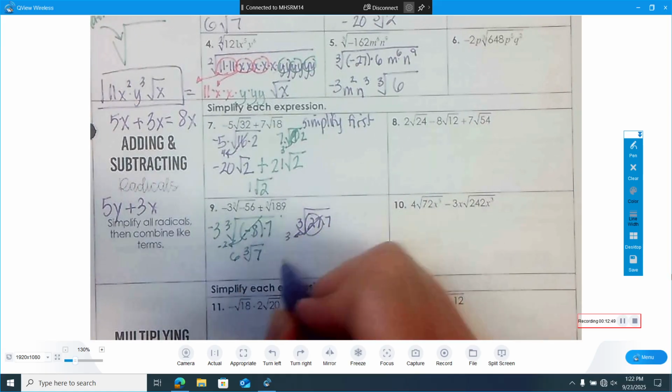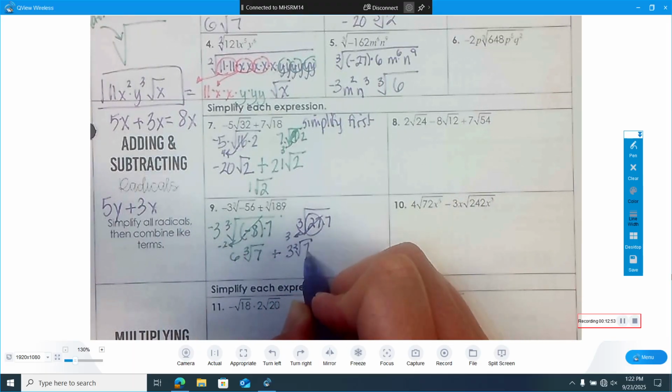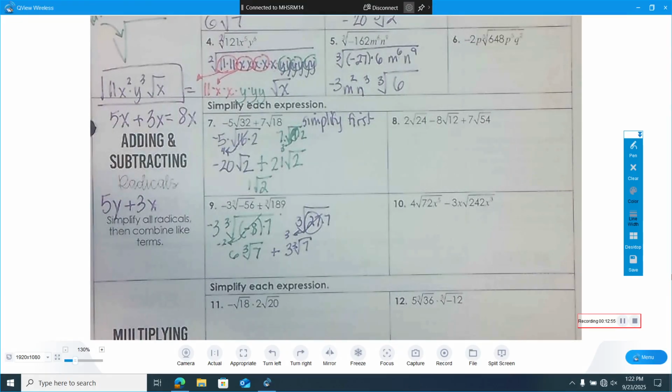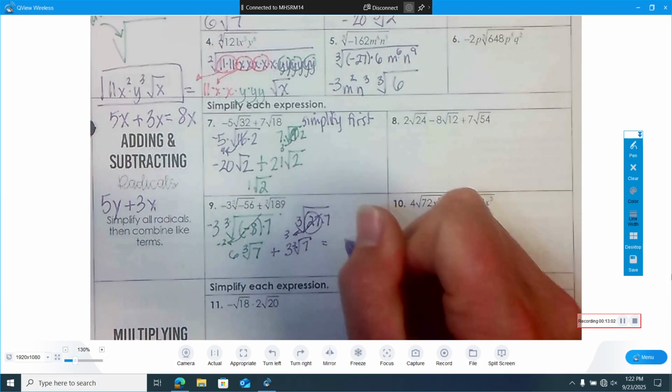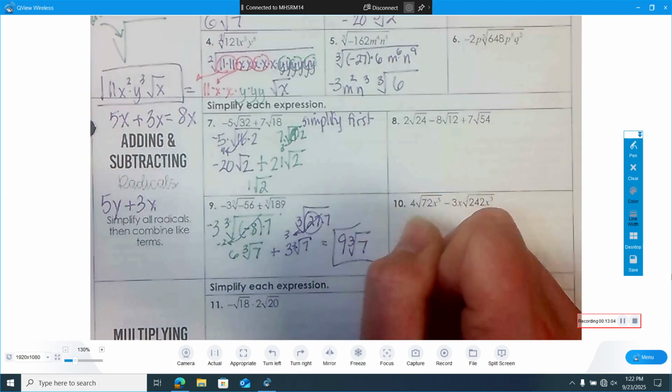And so we have the plus sign in between. 3 and the cube root of 7. 3 cube root of 7. So 6 cube roots of 7 plus 3 cube roots of 7 is 9 cube roots of 7.